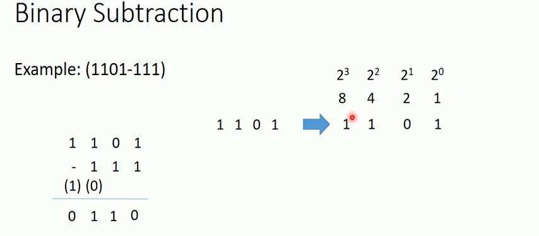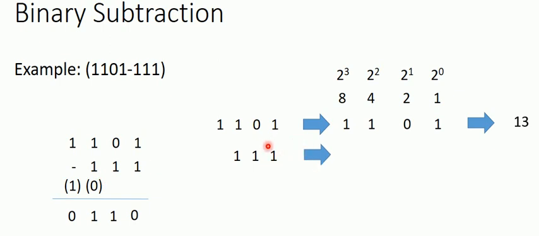Now at these 4 numbers we get 8 into 1 plus 4 into 1 plus 2 into 0 plus 1 into 1. We get 13 as the decimal number of 1101. Now convert 111 into decimal format.